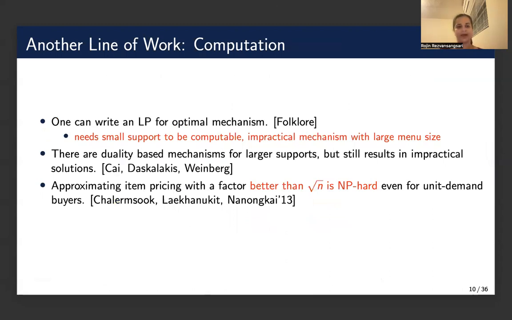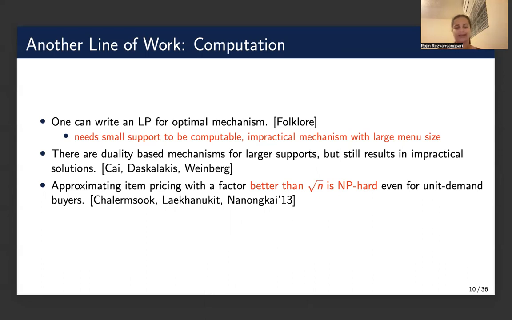So after talking about approximation, another line of work is computation. Note that if the support size of the distribution is small, then we can write the LP for the optimal mechanism easily. However, this will result in impractical mechanisms with a large menu size. In fact, the size of the menu is equal to the size of the support.